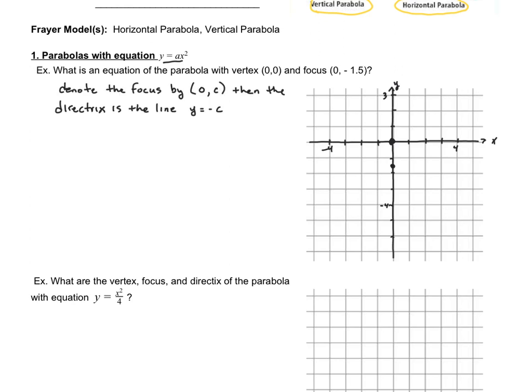Okay, so if we write the focus as the coordinate (0, c), then the directrix is the line y equals negative c. In this case, our c is negative 1.5, so we would take the negative of that, and that would be 1.5. So our directrix is going to be y equals 1.5.